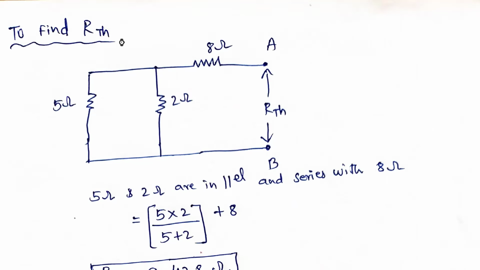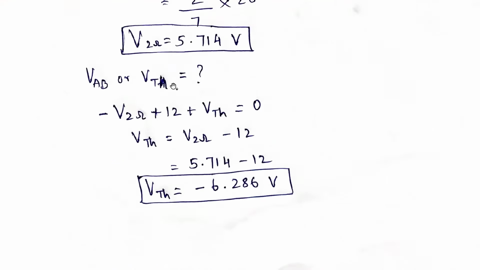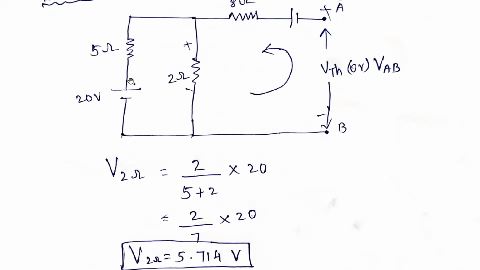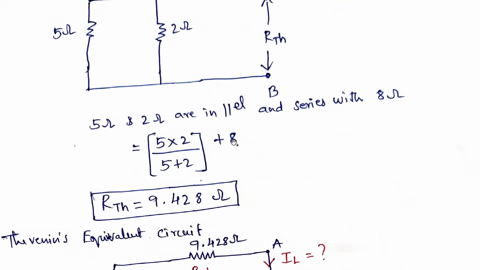Next, to find the RTH. RTH is very simple. For finding out the RTH, what we need to do is short circuit the voltage source and open circuit the current source. Here there is no current source, only a voltage source. We need to short circuit it and find out what the RTH is.